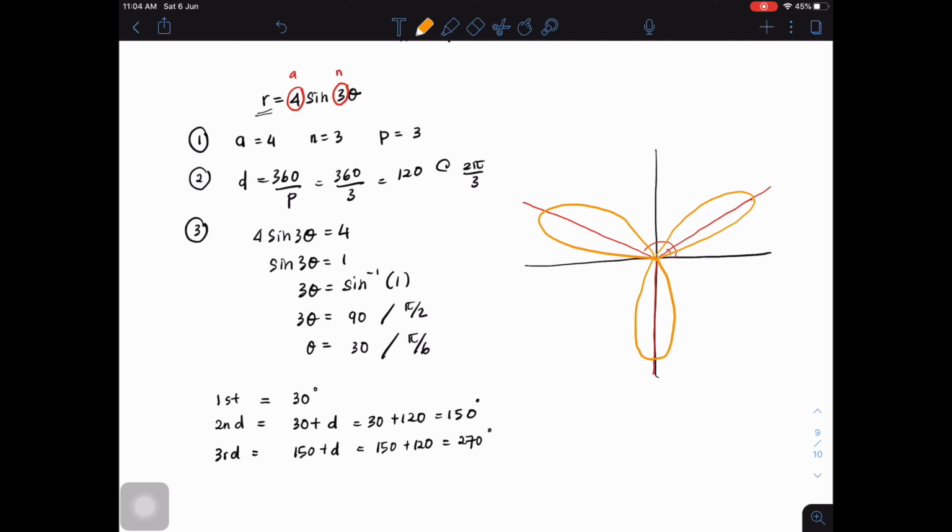So what is the length of your petals? The length of your petals is equal to A. So your petals will have length 4. So this is the first example.